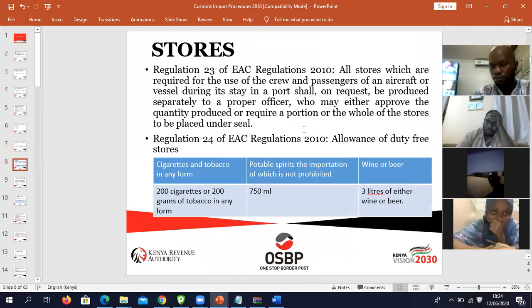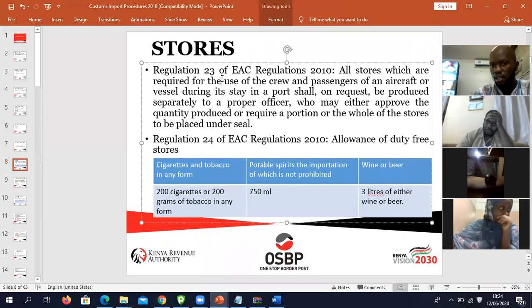Stores. Want to understand what the term stores means and what are stores, isn't it? So Regulation 23 of East African Community Regulation 2010.